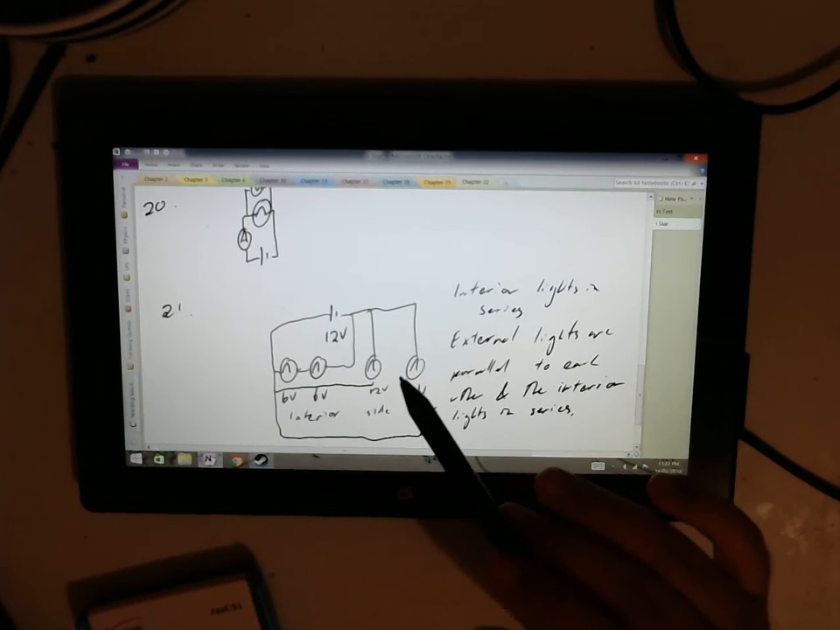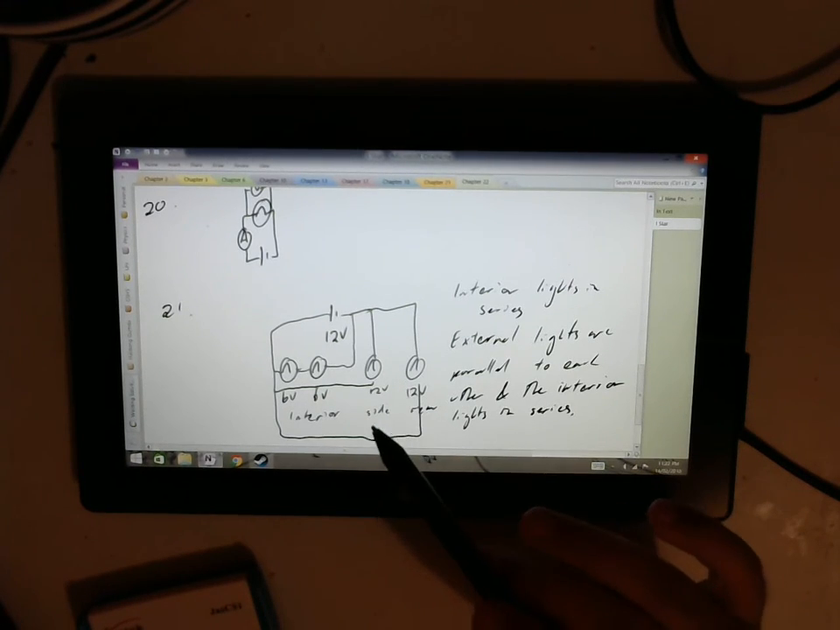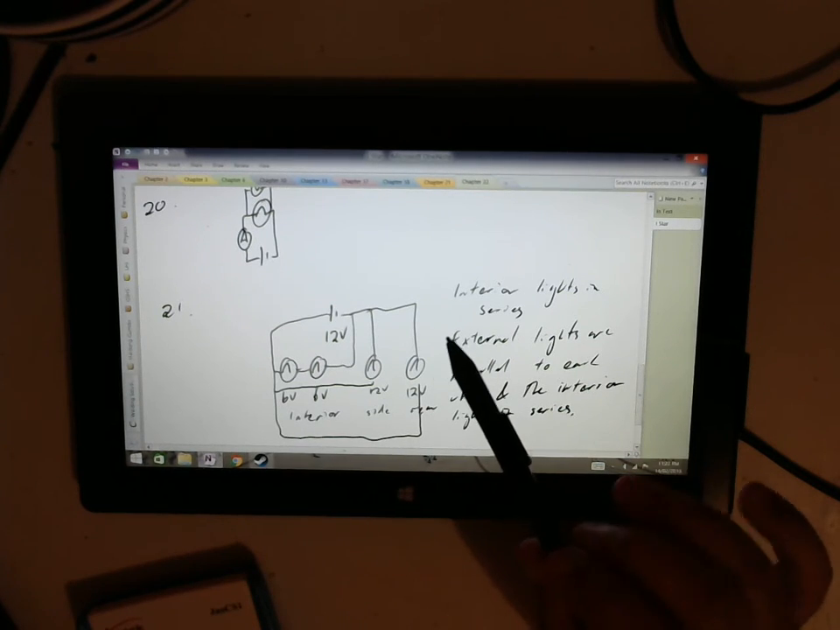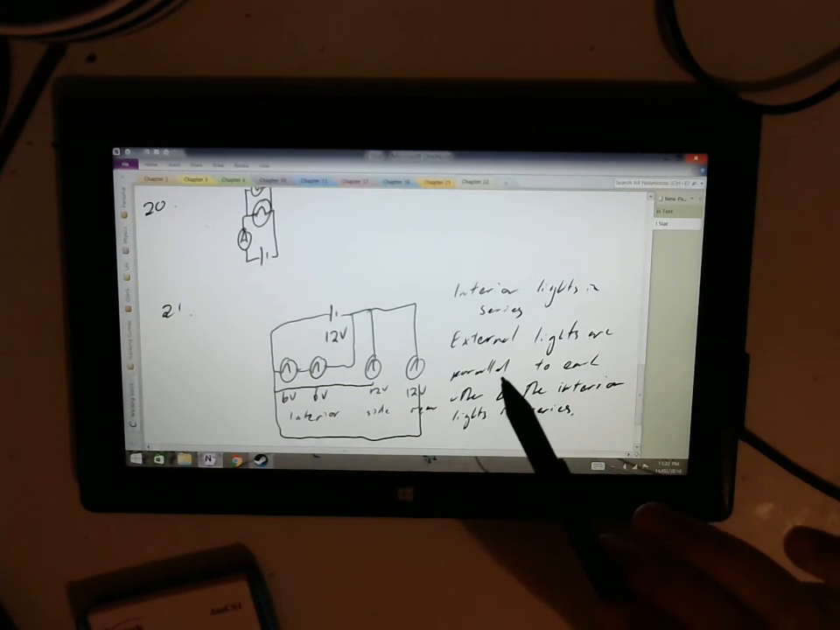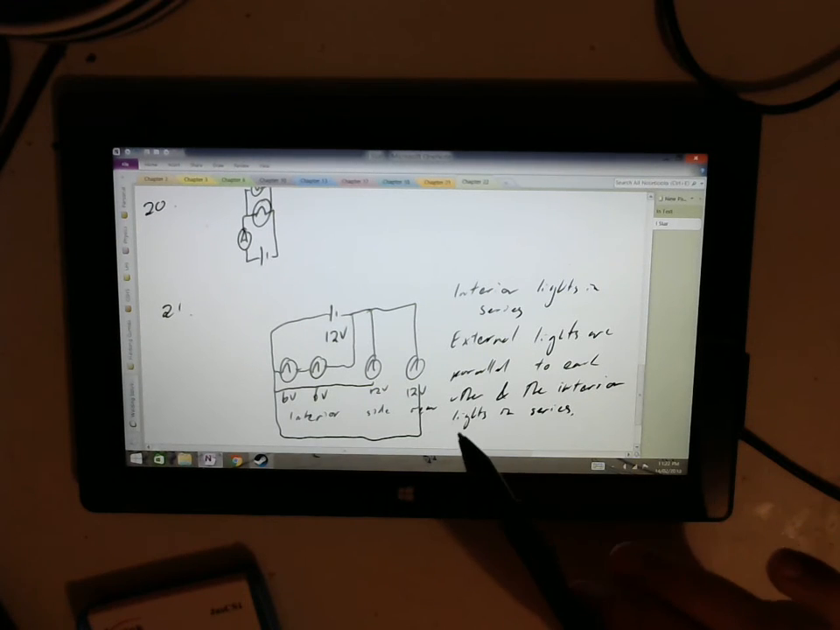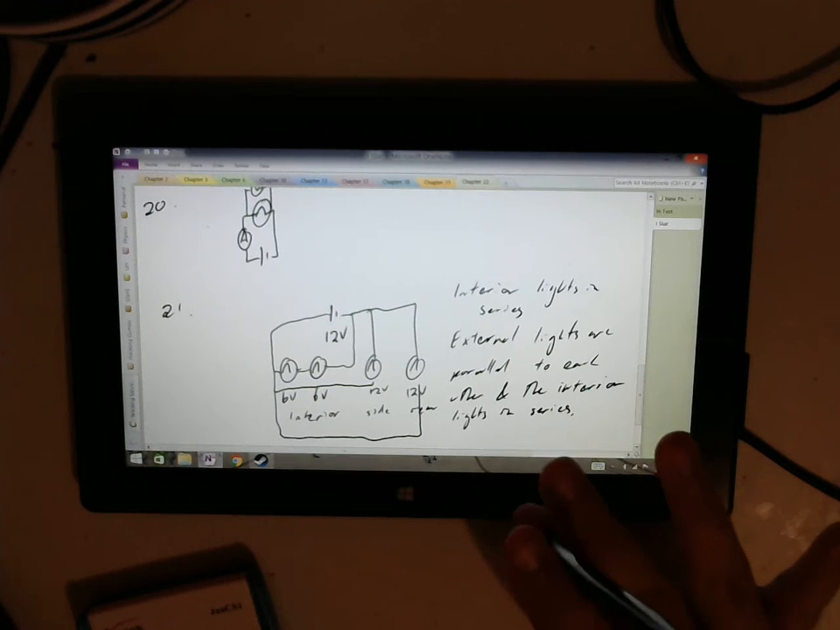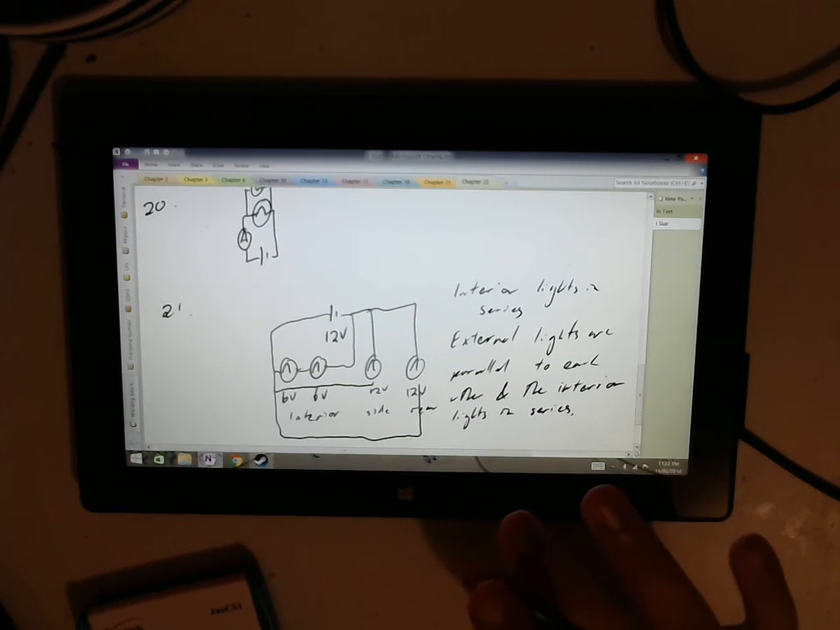Okay, so this question is really kind of vague to me. It doesn't expressly tell us which lights they're talking about. They said, how should the interior lights be connected? Then you know exactly what they're talking about. It's not really a well-written question that makes clear to you as the reader what you need to talk about.